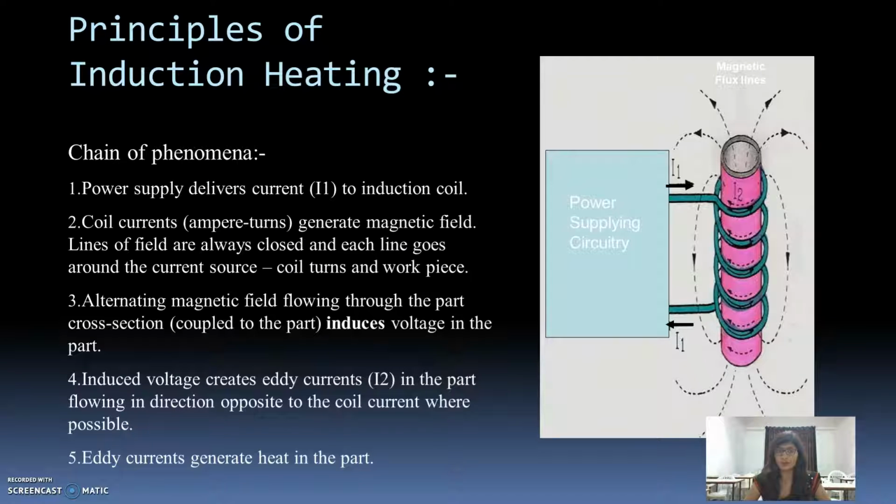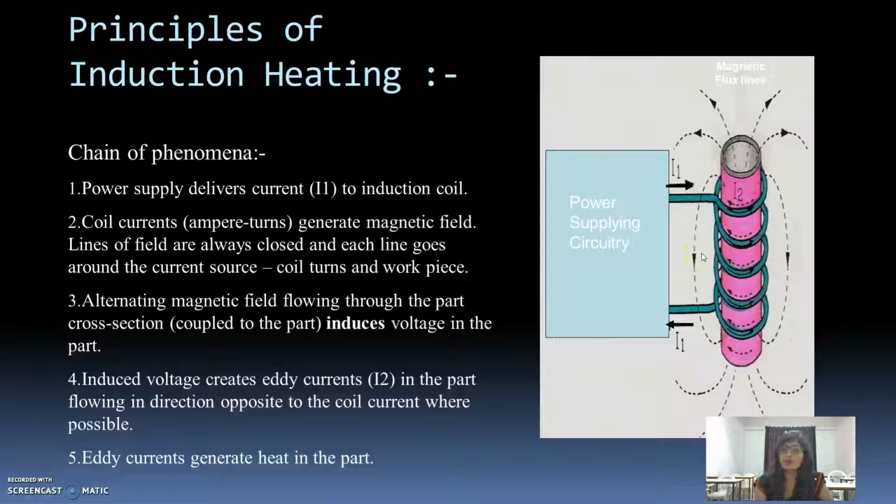Principles of induction heating: chain of phenomena. Now let's see, it is the power supply circuitry. The power supply delivers current I1 to the induction coil. The coil current generates a magnetic field. Lines of field are always closed and each line goes around the current source, that is the coil turns and workpiece. The middle part which is going to be heated is known as the workpiece and the coil turns are known as work coils. The alternating magnetic field flowing through the part cross section induces voltage in the part.